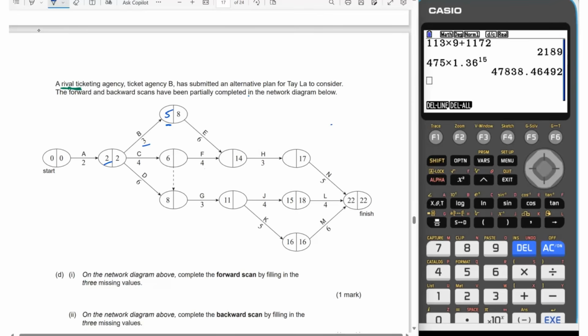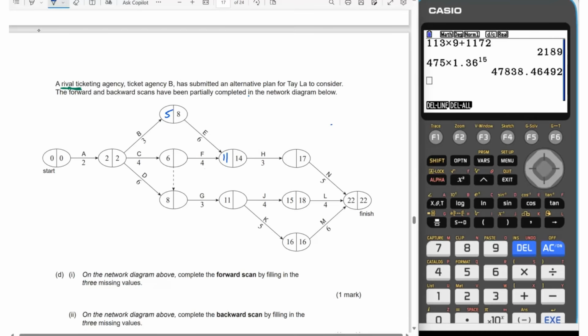Coming down into E, on a forward scan this time, there are 2 options to go into this node. So we're always looking for the biggest. So 6 plus 4 will be 10 as an option, or we've got over here 5 plus 6. And because 11 is bigger than 10, we're going to put 11 inside the node as the EST. Remember, the EST, or the earliest start time, is on the left, and then our LST, or latest start time, is going to be on the second half of the node.